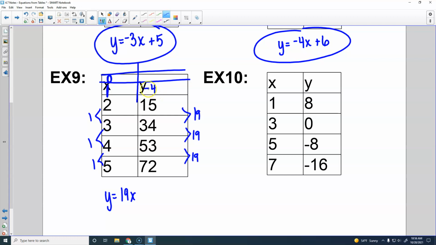All right, and then that's not our y-intercept because that's where x equals 1. We got to do it again. What are we going to get when we do that? Negative 23. So we're going backwards by subtracting 19 each time, which is going to give us negative 23.